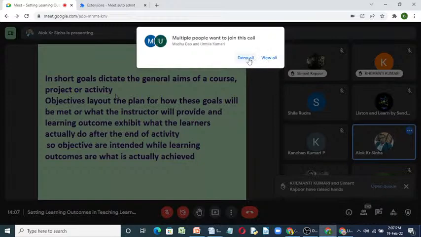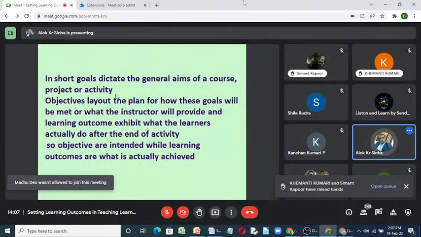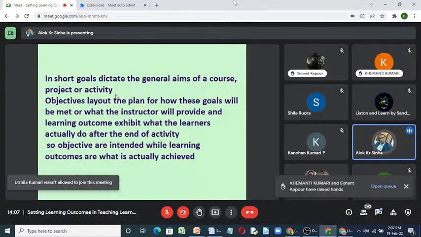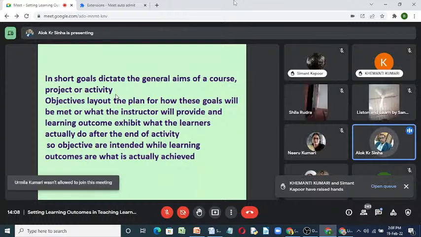So as we know that learning outcome is the final result which we obtain after the end of an activity. So objectives are intended, whereas learning outcomes are what is actually achieved.